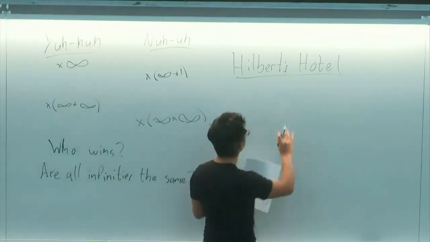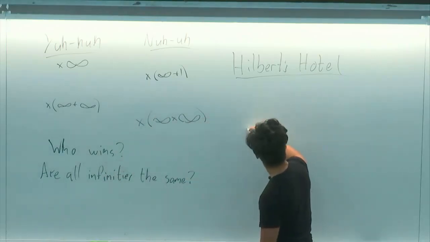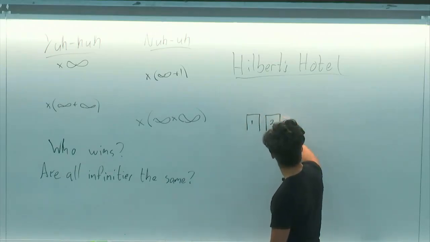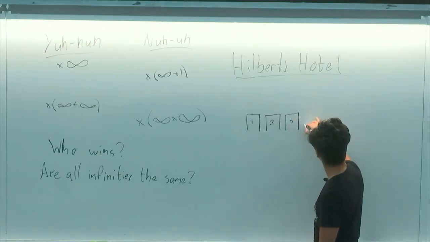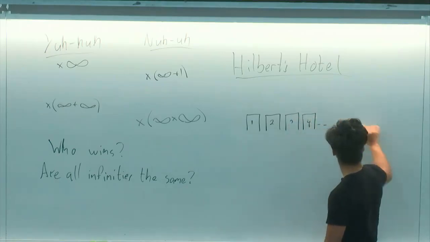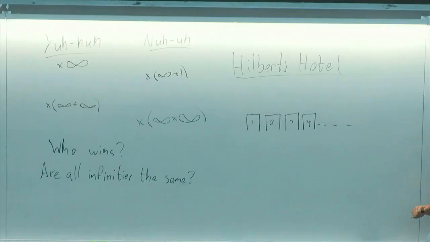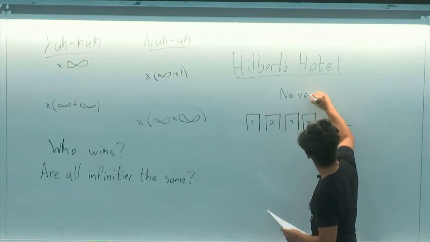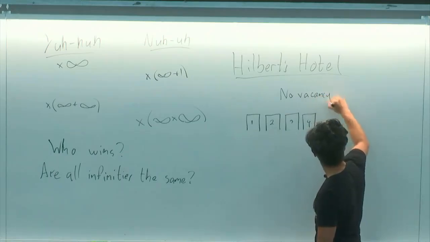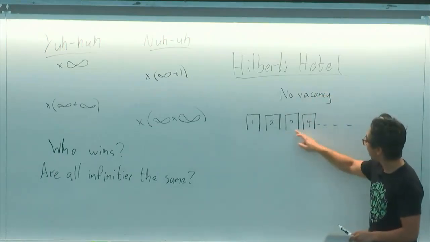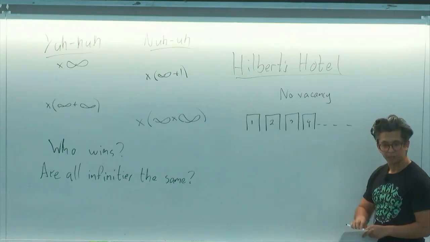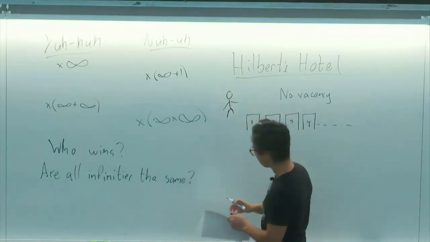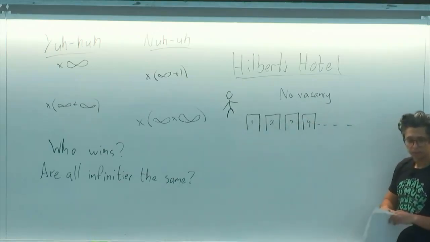OK, so Hilbert's hotel is, let's say you have a hotel. Hilbert has this hotel with an infinite amount of rooms. There's room 1, room 2, room 3, room 4, and so on. Goes on infinitely. So infinite, but also there's no vacancy. Every single room is filled up. It's a really popular hotel. Every single room has a person inside of it. So now let's say a new person comes along and says they want a room in the hotel.